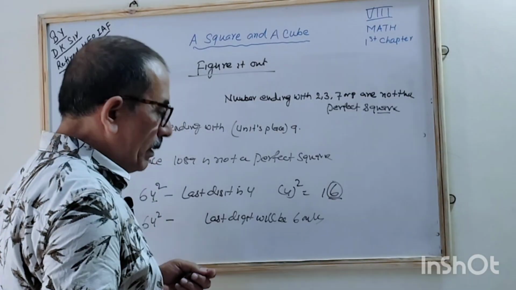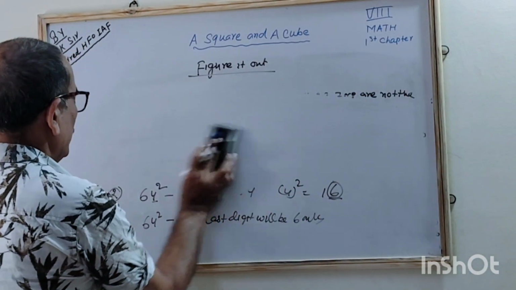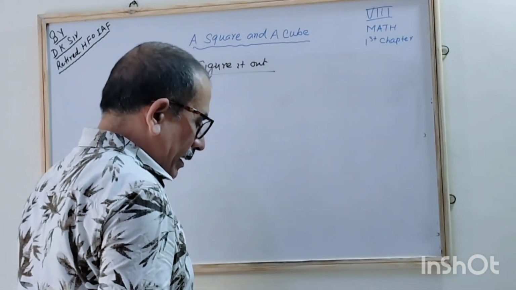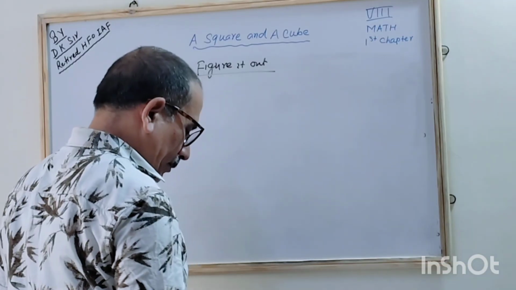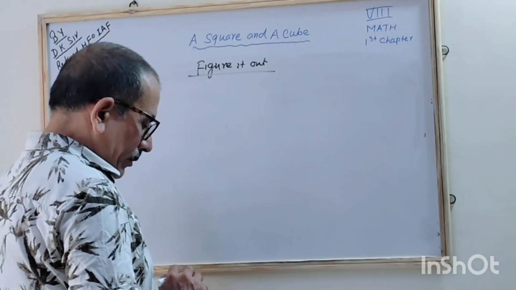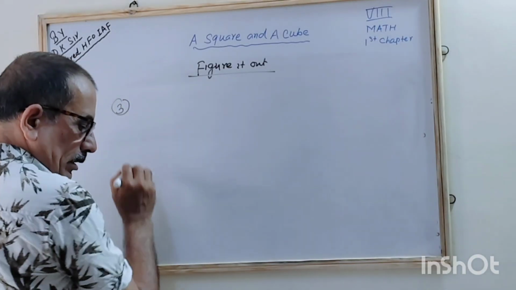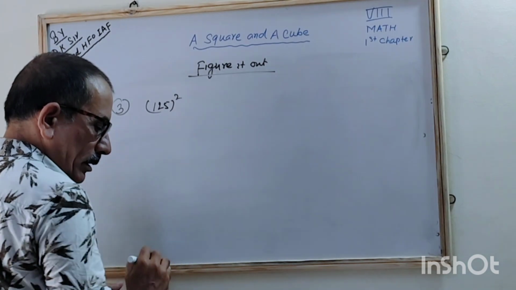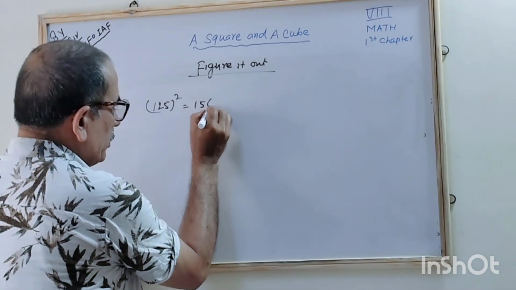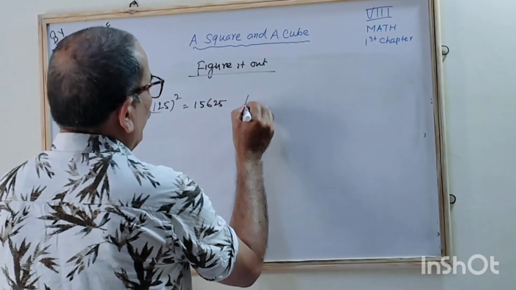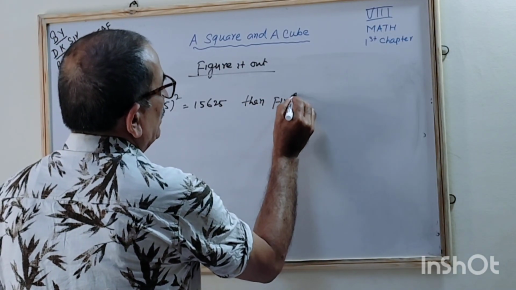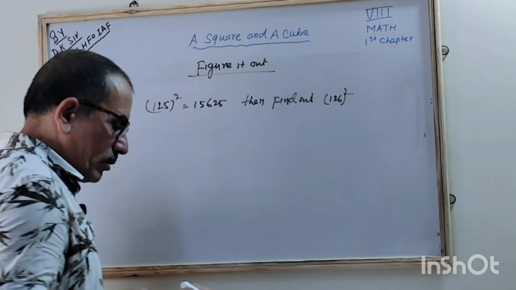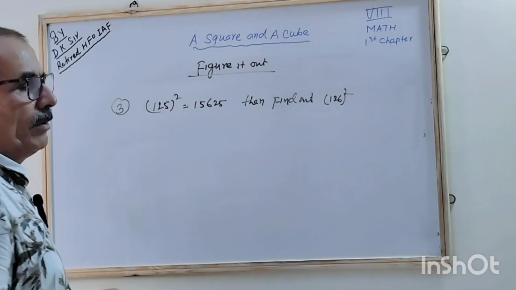Next, question number 3 of Figure It Out. The Figure It Out, page number 10, 11 or something. There is only one question. We have done 3, the 2 we already did, so this is question 3. 125 square is equal to 15625, correct? Then you have to find out the value of 126 square, correct?